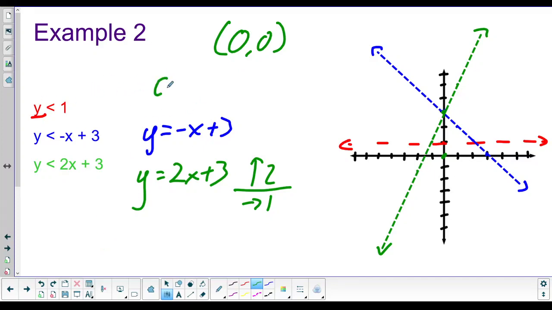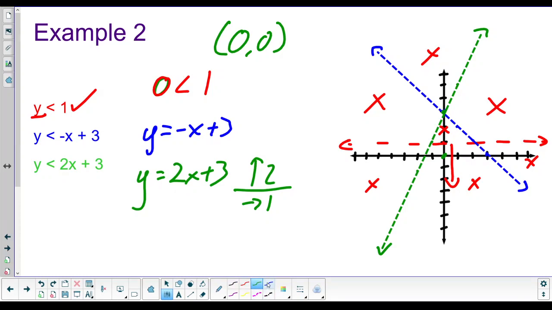So we have 0, here, let me use the right color. For this one, 0 is less than 1. That's true. So the red is going to shade towards 0, 0. It's going to shade that direction. So that means automatically it can't be that section, it can't be that section, or that one, or that one. It has to be below this red line. So it's either going to be over here, in between these two, or in this little pocket here.